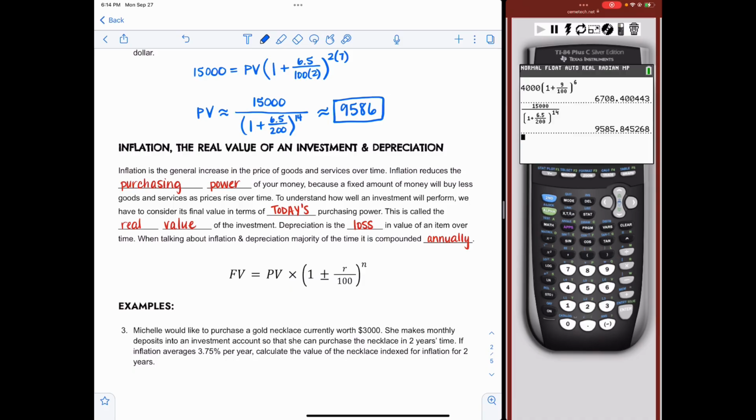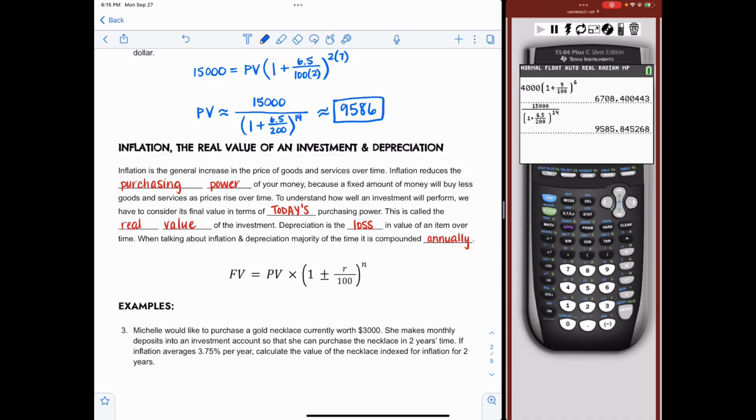Depreciation is the loss in value of an item over time. And when we talk about inflation and depreciation, the majority of the time it is compounded annually, one time a year. So with that being said, we have the exact same formula as we did for compound interest when we deal with inflation and depreciation, except because it is compounded annually, we normally have K being equal to 1.